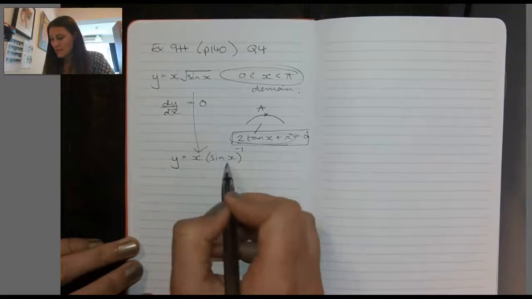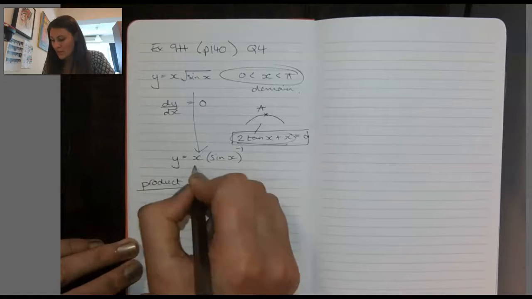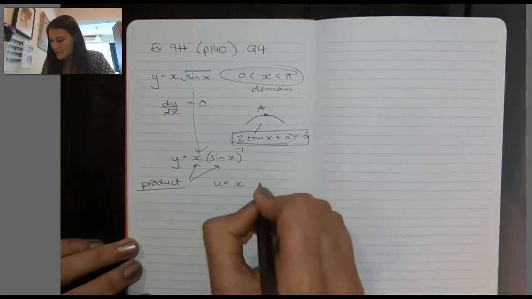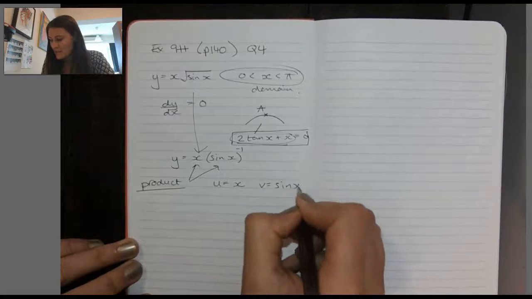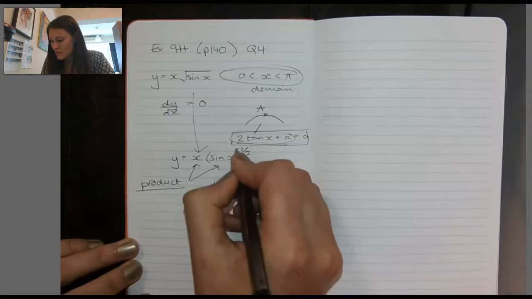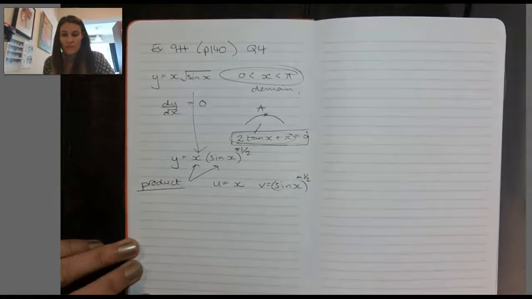So I start by rewriting it. Here we've got a product. One thing times another thing. So my first thing is x. My second thing is sine x to the power of minus 1. Sorry, not minus 1. Power of a half. Getting confused there. So square root means a half.